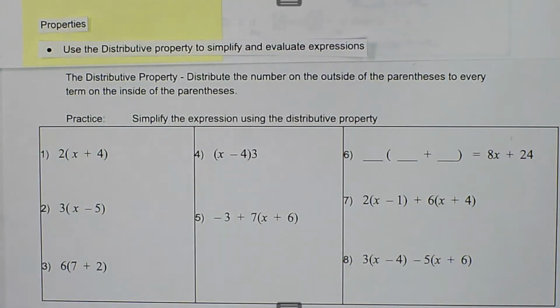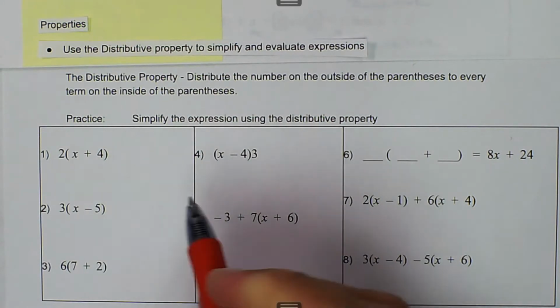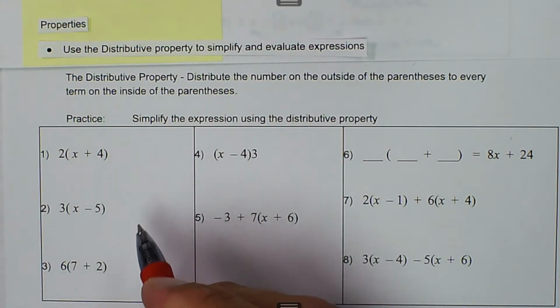We're talking about properties, and we want to use the distributive property to simplify and evaluate expressions. So the distributive property, you distribute the number on the outside of the parentheses to every term on the inside of the parentheses. And then we'll talk about some examples to simplify.